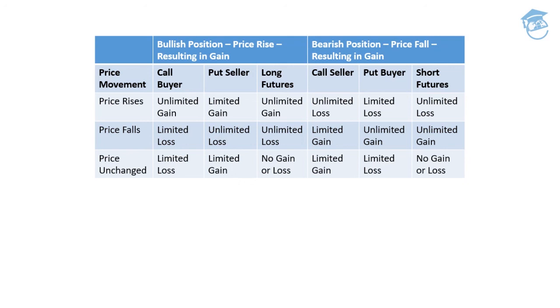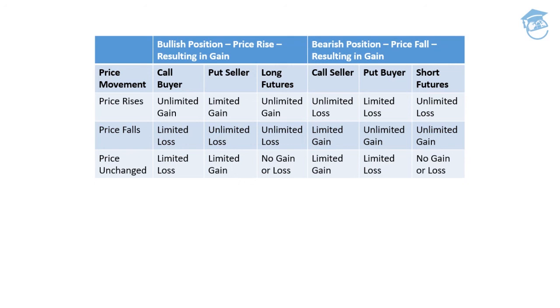In case you are going for a long future position, you bought something for rupees 50, and even today that same transaction can be entered into by paying the same amount, which is 50. So what was the gain that you made? Neither any gain nor any loss. Now coming to the call seller, since the spot price and strike price remain the same, you'll be receiving the option premium, rupees 1. That is going to be your limited gain.